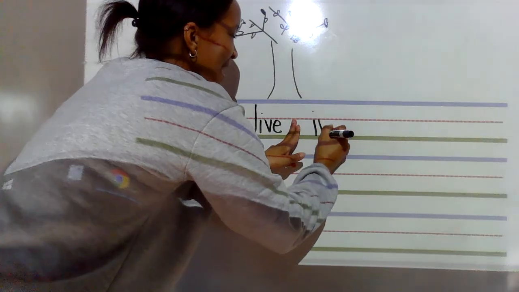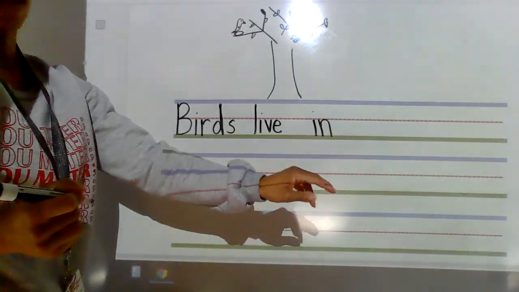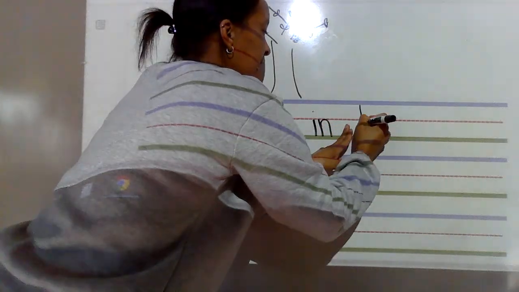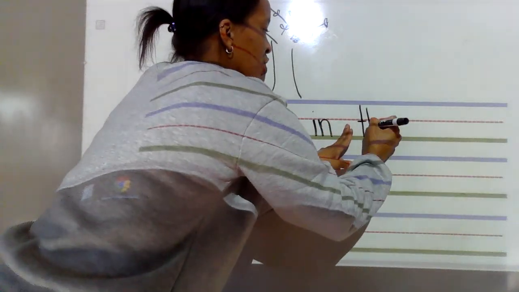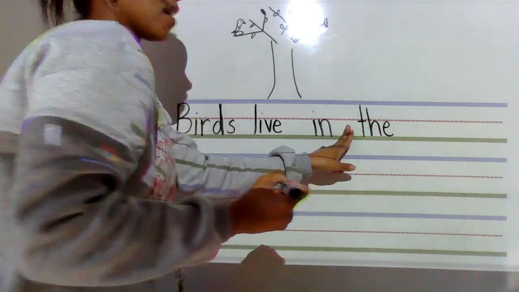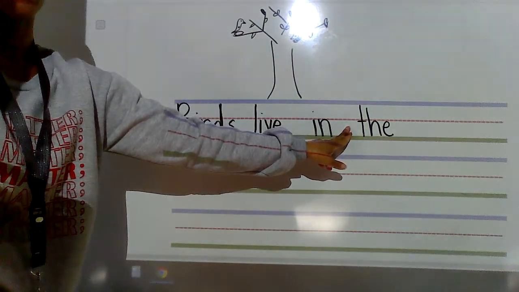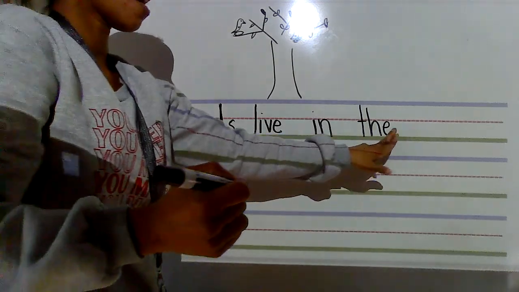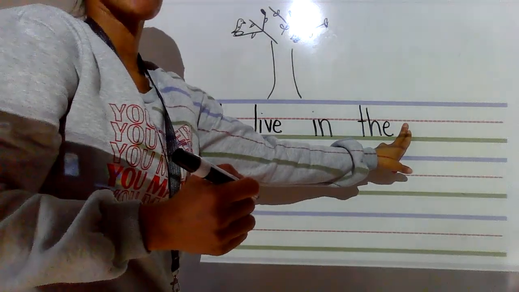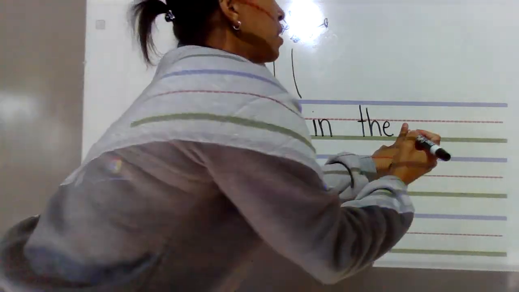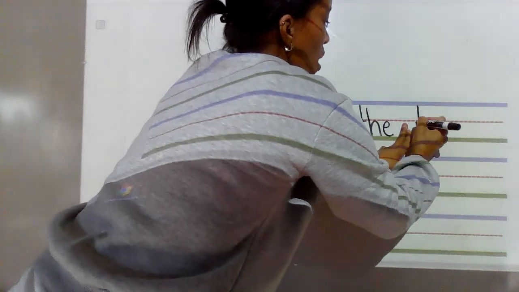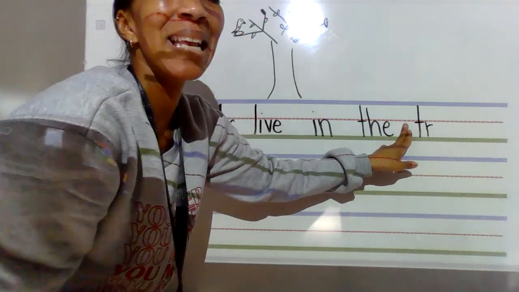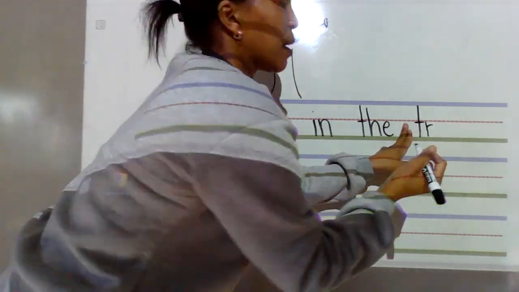In, the power word. Yell it out. T, H, E. What was next? Let's see if you can remember. Birds live in the, I need my plant, tree, and there goes that tr sound. Remember, TR says tr, E, and double E, that means 2 E's.